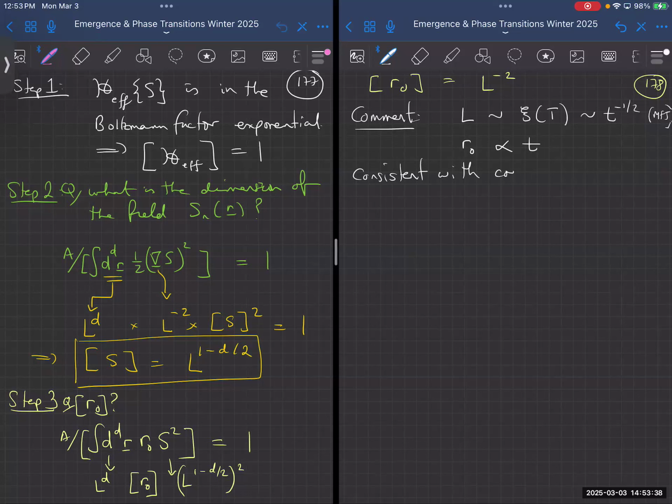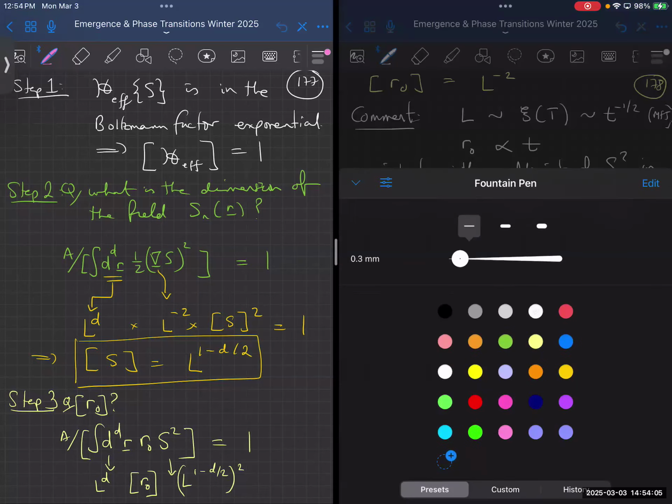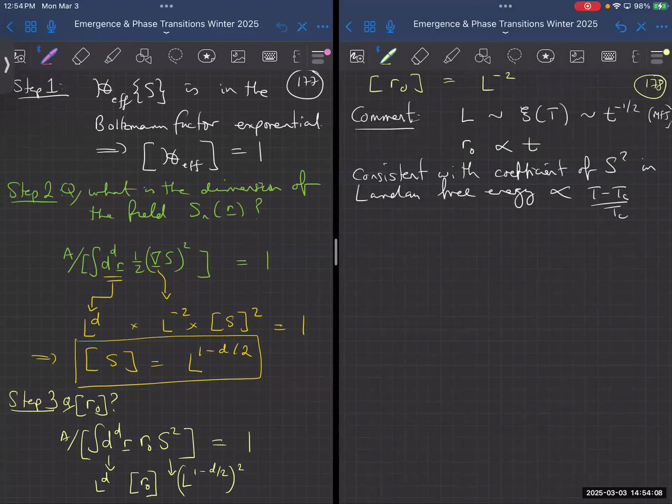with the coefficient of s squared in the Landau free energy being proportional to t minus tc over tc, which we already knew. And remember, that term was just t m squared or t s squared. So everything we've just done with the dimensional analysis is confirmed. So that's step 3. Now let's do step 4.